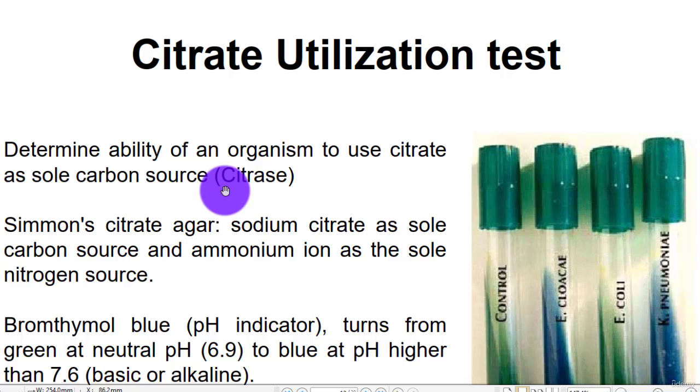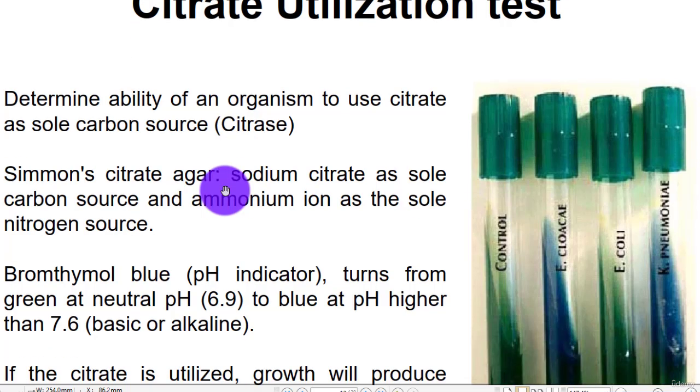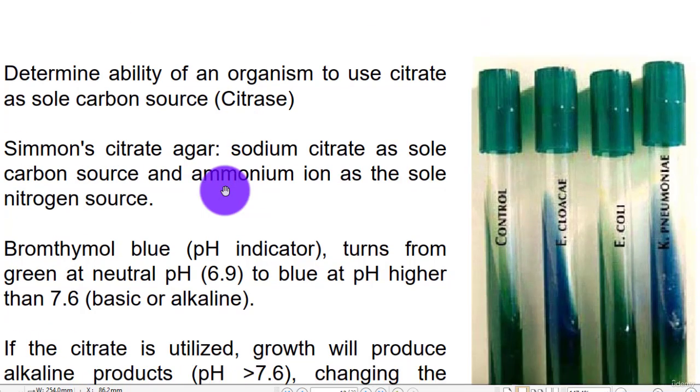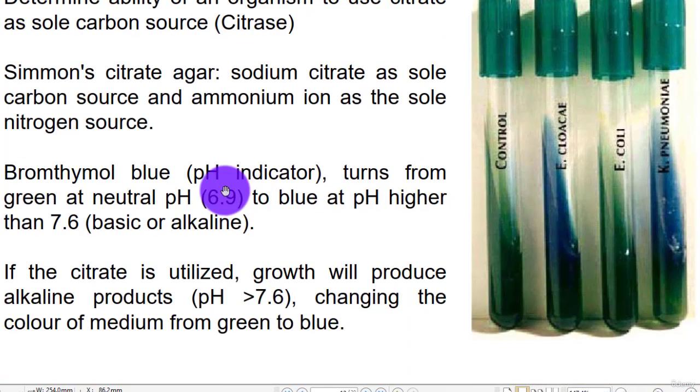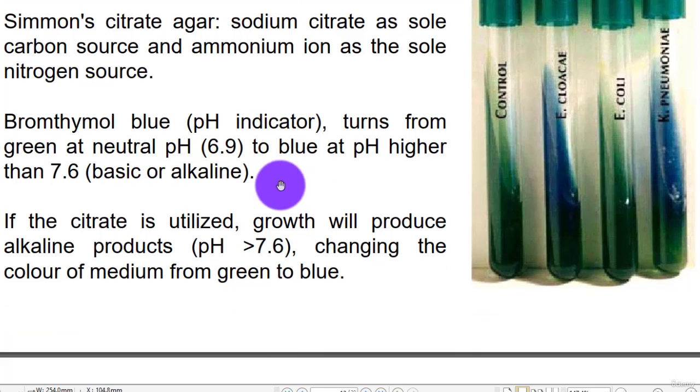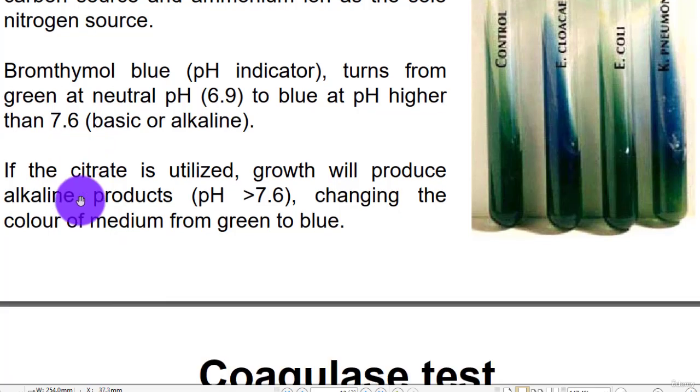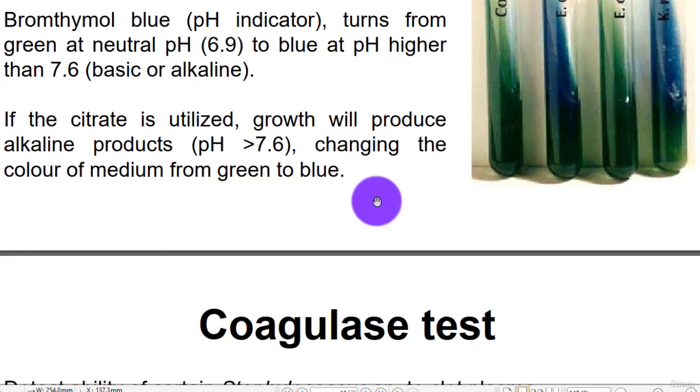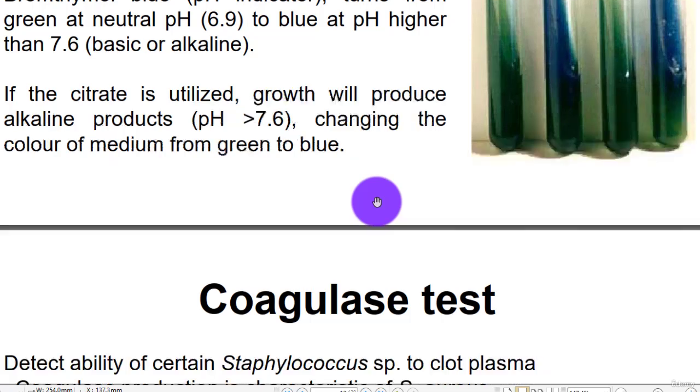Citrate utilization test determines the ability of an organism to use citrate as a sole carbon source. Simmons citrate agar has sodium citrate as the sole carbon source and ammonium ion as the sole nitrogen source. Bromothymol blue turns from green at neutral pH 6.9 to blue at pH higher than 7.6. If the citrate is utilized, the growth will produce an alkaline product, changing the color of the medium from green to blue.